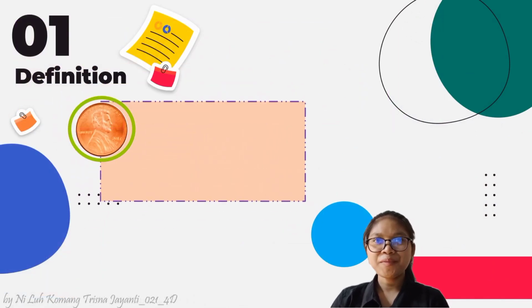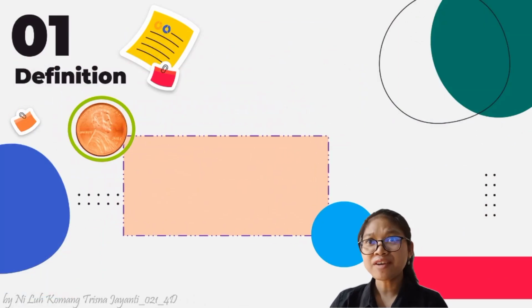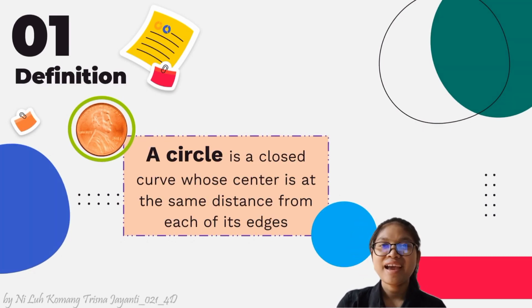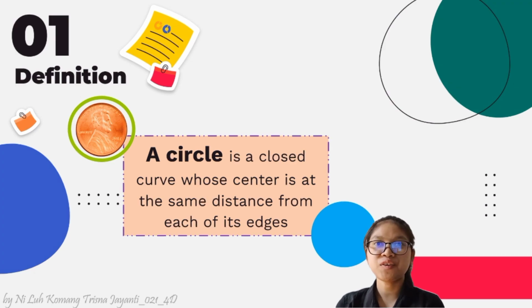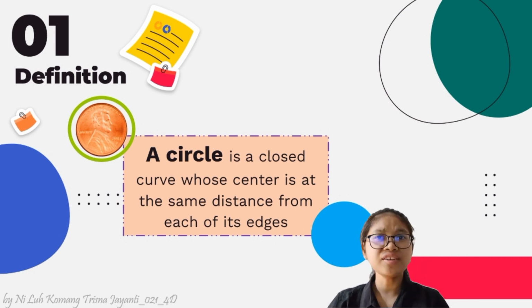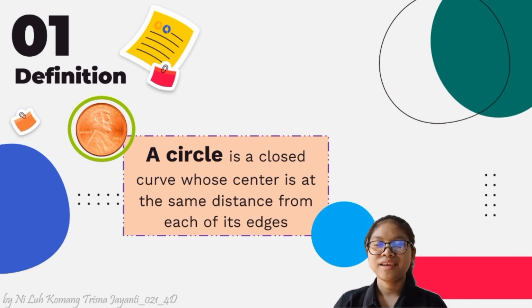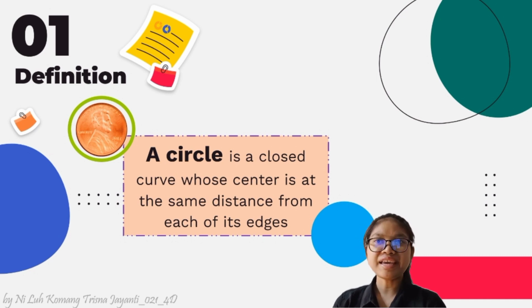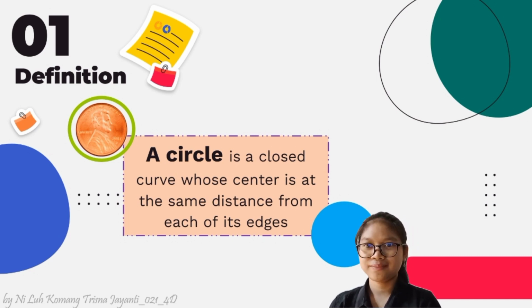Well, from the previous picture, what do you know about the definition of a circle? Okay, a circle is a closed curve whose center is at the same distance from each of its edge. So, what is the easy definition of a circle? Yes, a circle is a fully spherical shape with no edge or corner points.